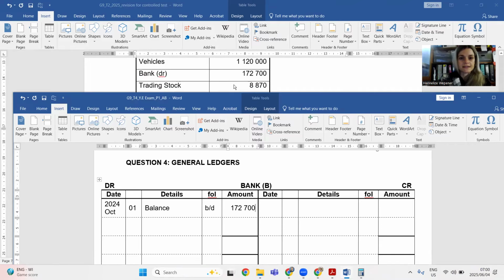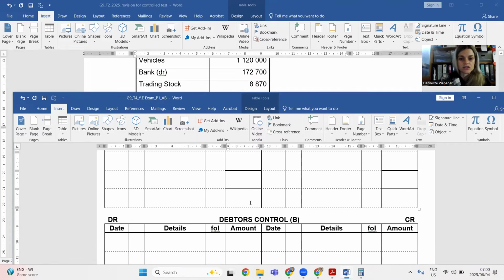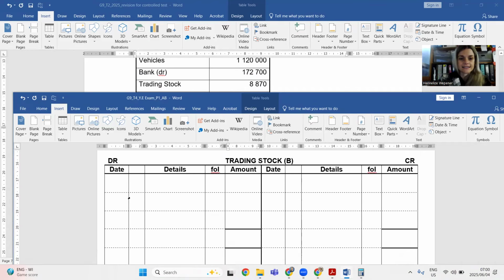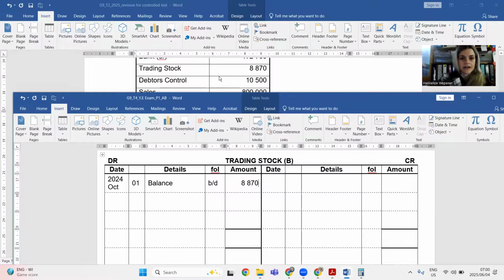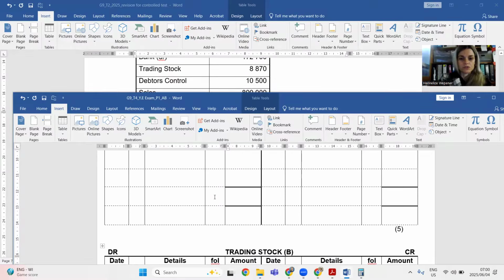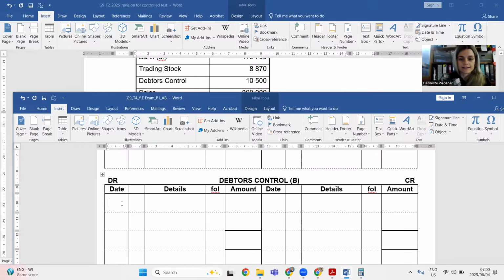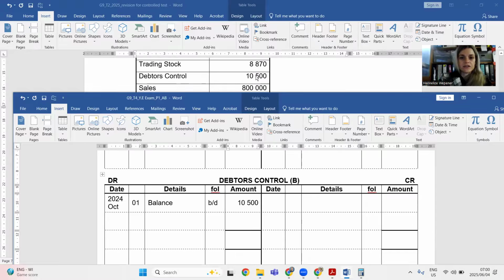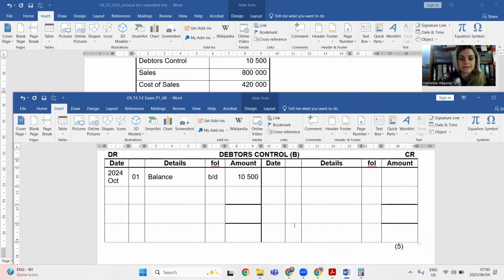Then you also had some trading stock. Trading stock is an asset, and assets have their balances on the debit side. October, the first balance brought down 8,870. And then some of your debtors still owed you money. So debtors are also assets. Therefore, we are still on the debit side. Balance brought down 10,500.